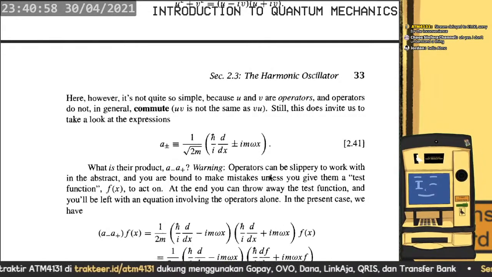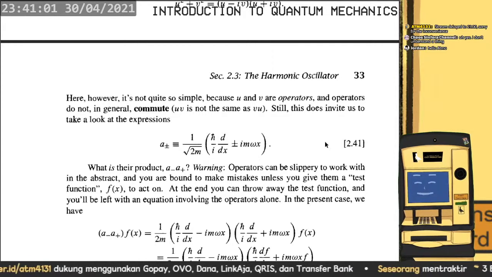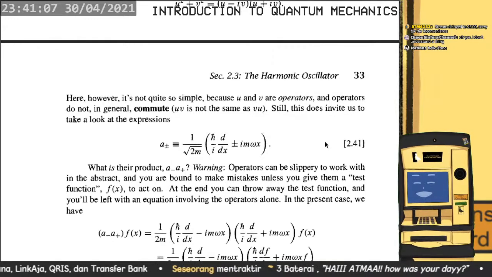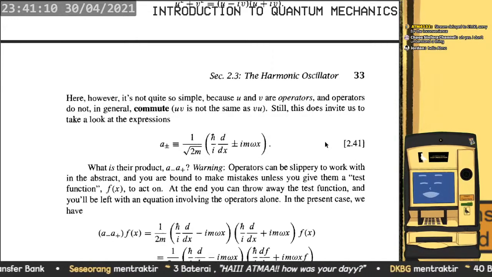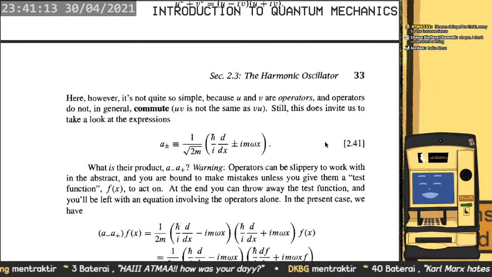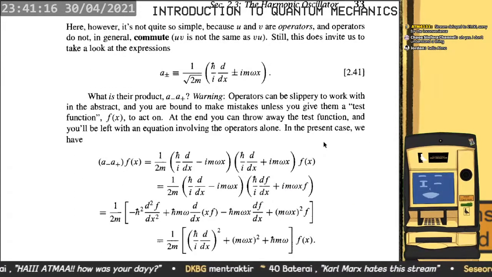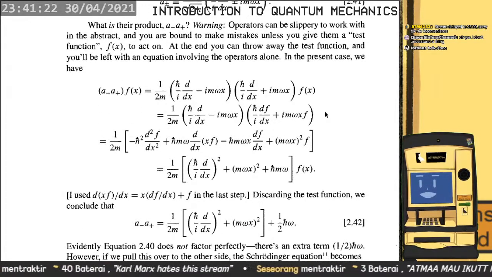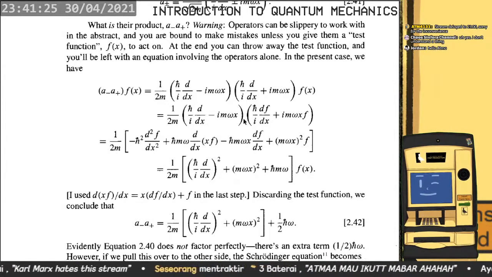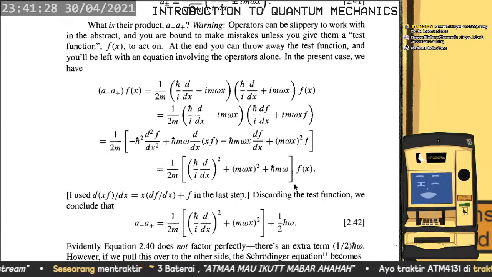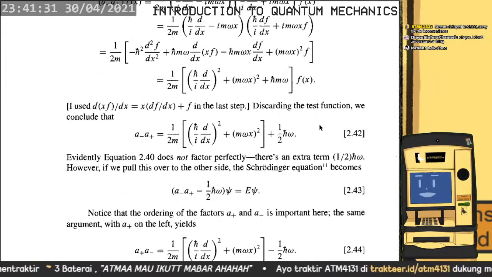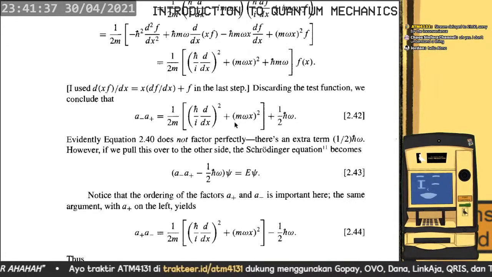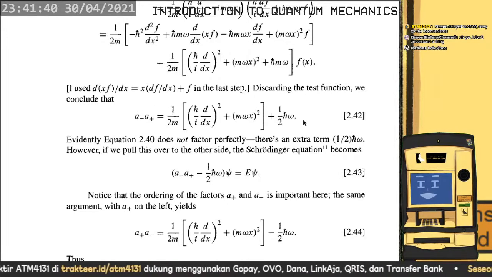A minus A plus. Warning: operators can be slippery to work with in the abstract, and you are bound to make mistakes unless you give them a test function f(x) to act on. At the end, you can throw away the test function, and you will be left with an equation involving the operators alone. In the present case, we have A minus A plus f(x), just like this. Okay, I use this in the last step. Discarding the test function, we conclude that A minus A plus equals this.